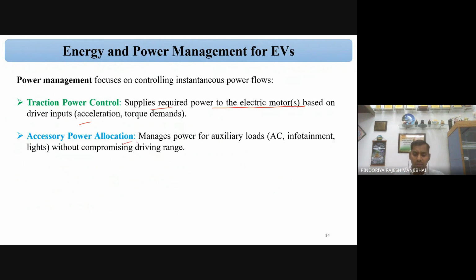Accessory power allocation. So manage the power for the auxiliary load, such as ISO, infotainment, and lights, without compromising the driving range. So we have to manage the auxiliary load without compromising the driving range. Okay, so that is the accessory power allocation.